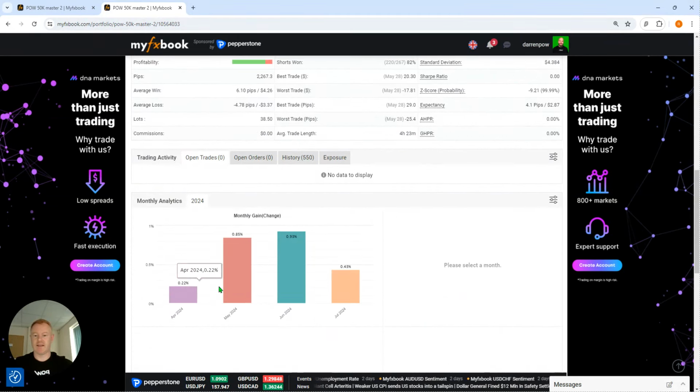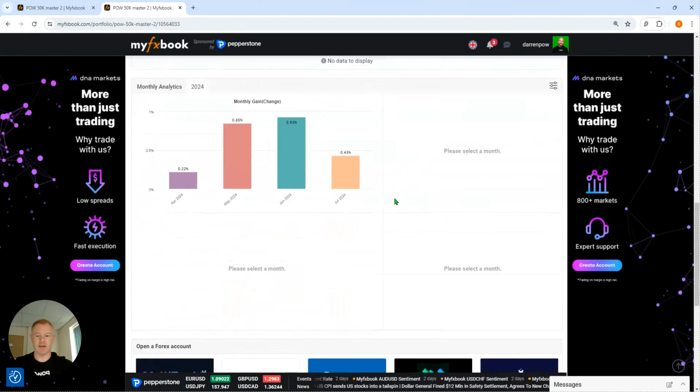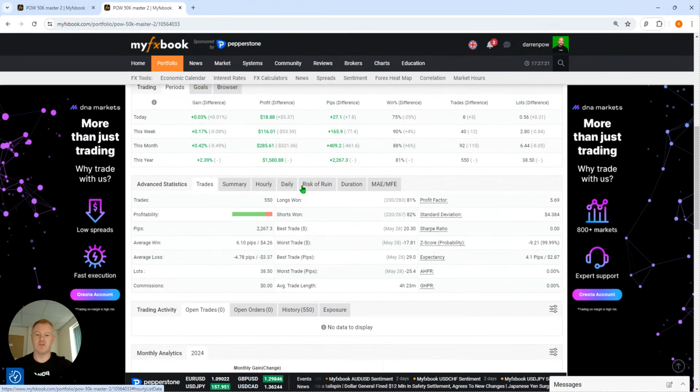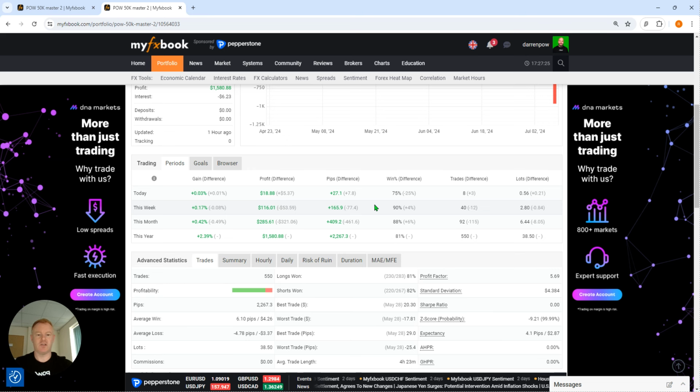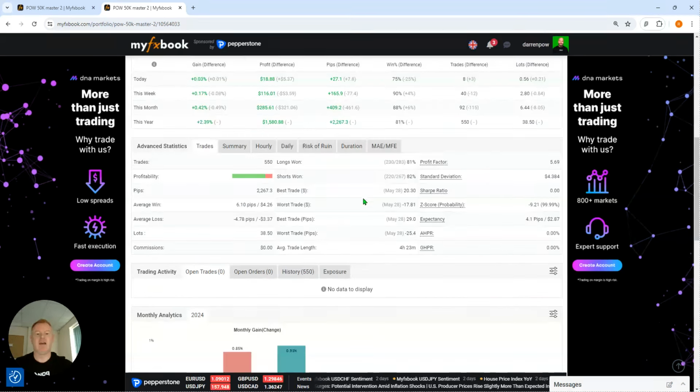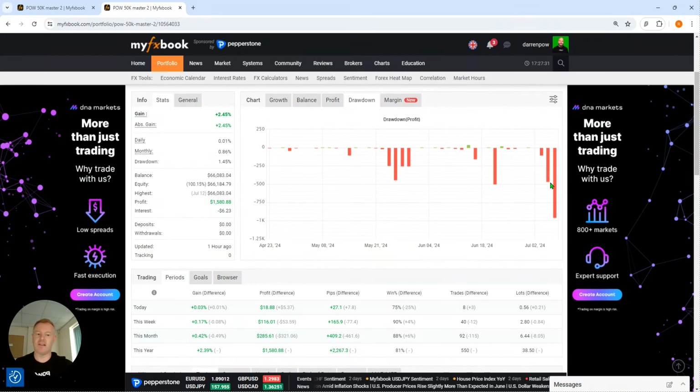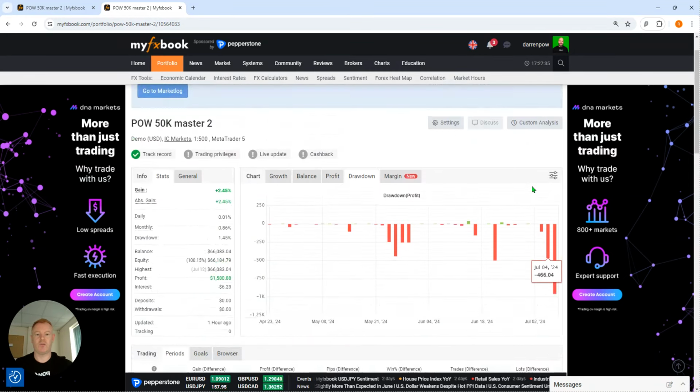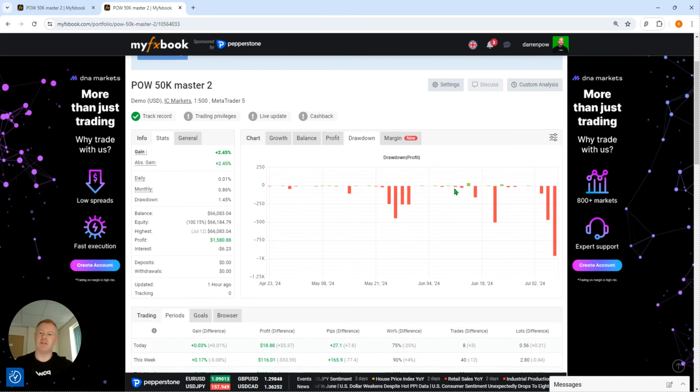Going forward, I can take this strategy now and this data, and I can up the lots and start to use this maybe on cent accounts, or I could lower the lots and use it on smaller funded, not funded, personal accounts. I can take this now into funded accounts if I wish, knowing where my highest DD point was, and adapt accordingly to the account size.